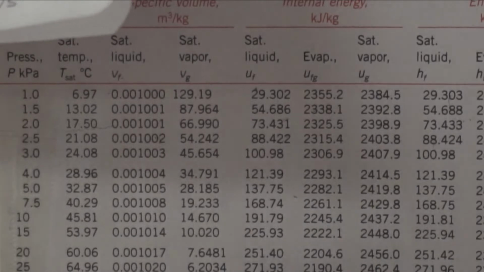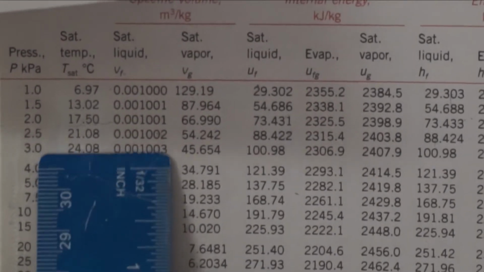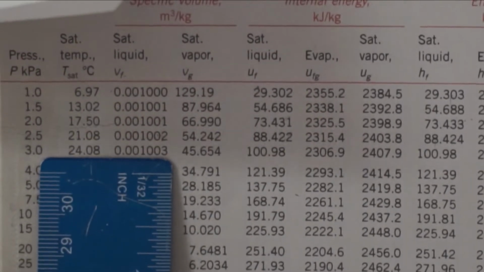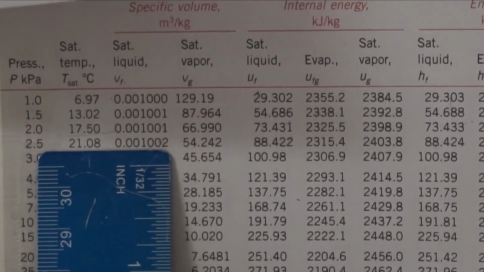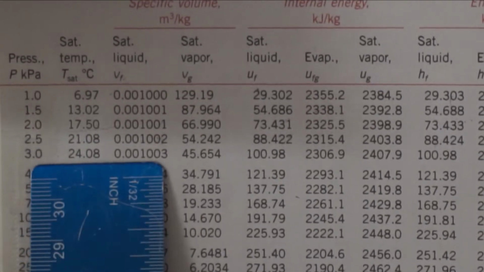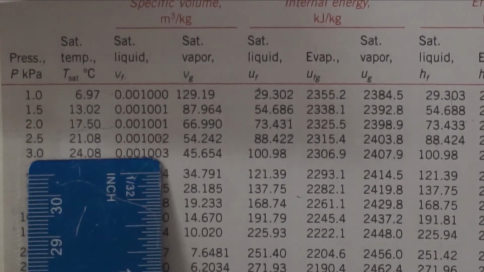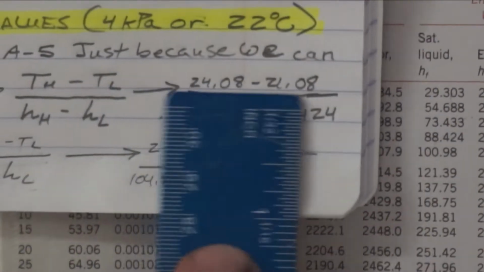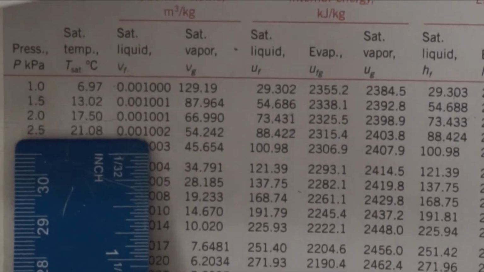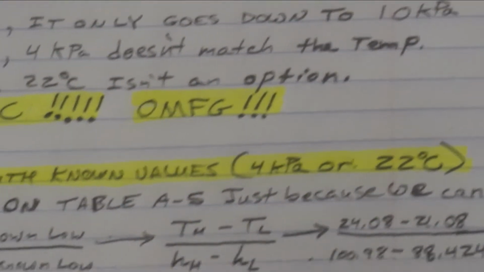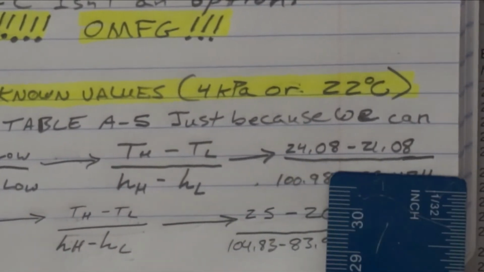So in this case, we have 22. The next one up is 24.08. We can't go down because 21.08 is not a high number compared to 22. So we know 22 is between these two, and the high number is 24, and the low number is 21.08. So we punch those in, and that's where these values come from.